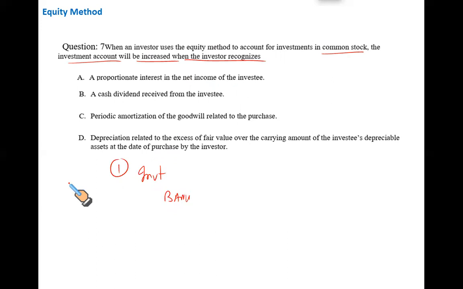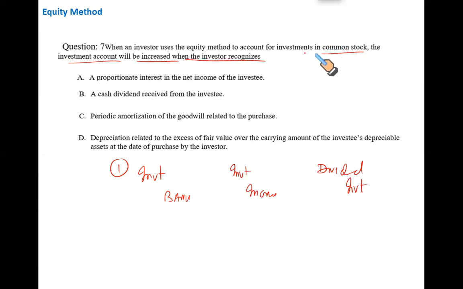When your investee earns some profit, you debit your investment account, and you credit it as a part of your income statement. Or if there is a loss, you make the reversal. Now, when the dividend is paid, you debit the dividend and you credit the investment account. So these are the three entries you must be familiar with.